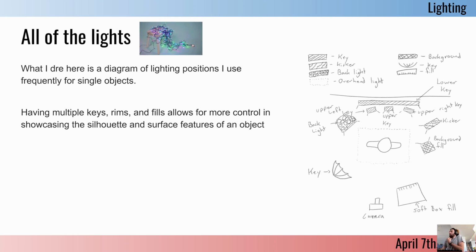Your backlight is like an edge highlight that isn't the key, so sometimes I'll use that. We talked about the kicker, background fill. Your fill should be more of a soft box light, so it should be very diffused, no hard shadows, just very flat. And then the key is off to your key side.